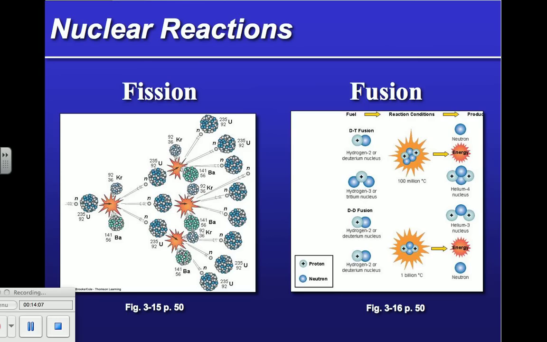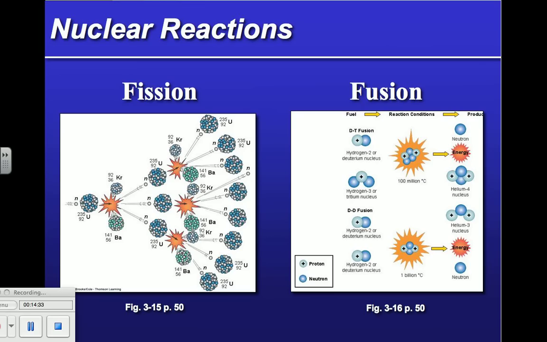So a little neutron gets shot at the nucleus of uranium-235. That makes the nucleus of uranium even less stable. It breaks apart and you get krypton-92 and barium-141. And then 3 neutrons get shot off, and they go collide with 3 other uranium nuclei. Those split off, and then it just keeps repeating.